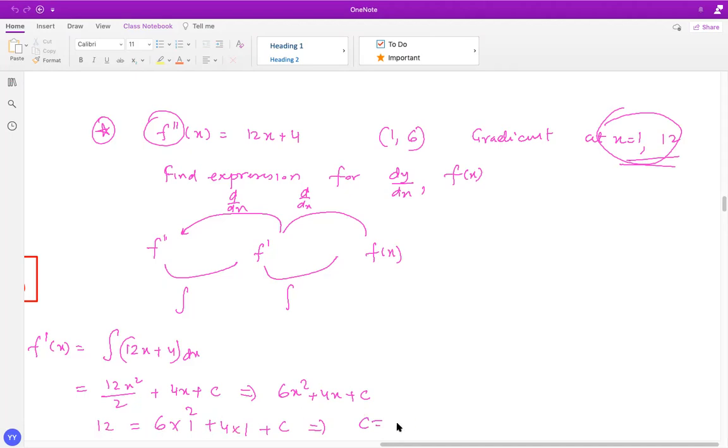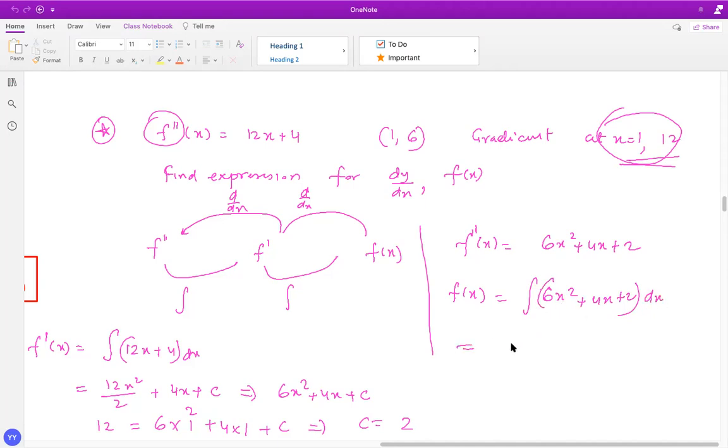And so c is going to be 2. So the expression for the derivative that I got is 6x squared plus 4x plus 2. Now, when you integrate this one more time, you're going to get the function back. So f of x is the integration of 6x squared plus 4x plus 2. I'm going to integrate this, and I'll get the function.